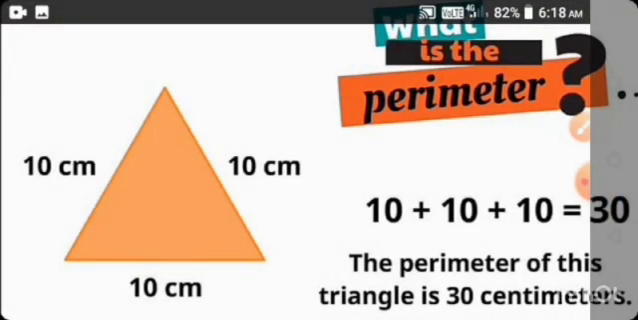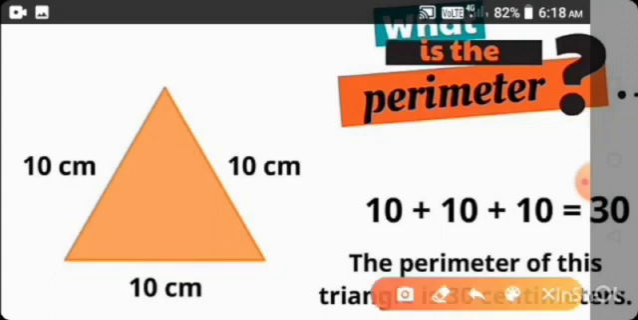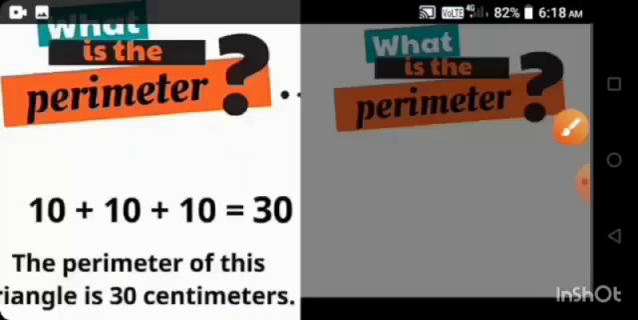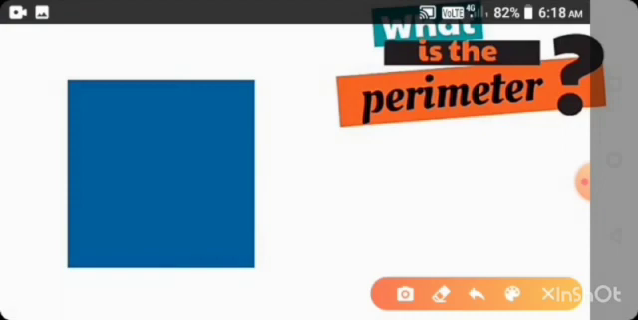The first one, take a triangle. The sides are 10 centimeter, 10 centimeter. So, perimeter means sum of all sides. One side is 10, this side 10, this side is also 10 centimeter. So, sum of all sides 10 plus 10 plus 10 is equal to 30. The perimeter of this triangle is 30 centimeter. And next one, see the square shape.